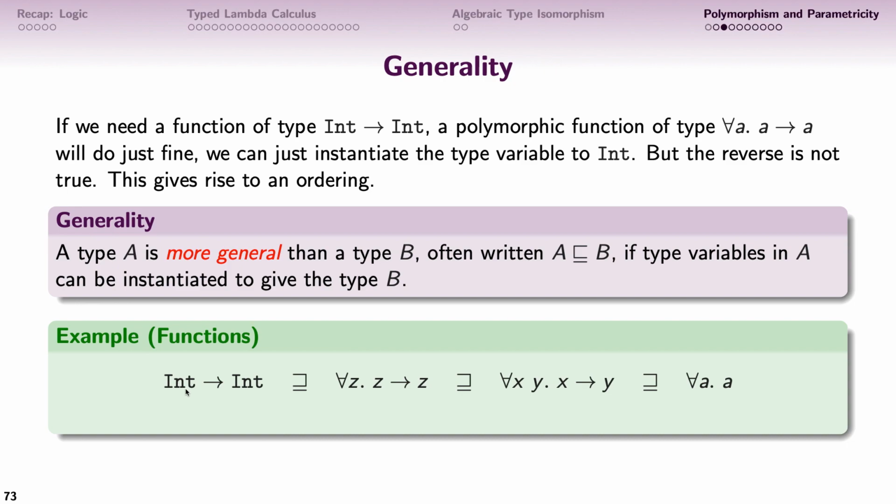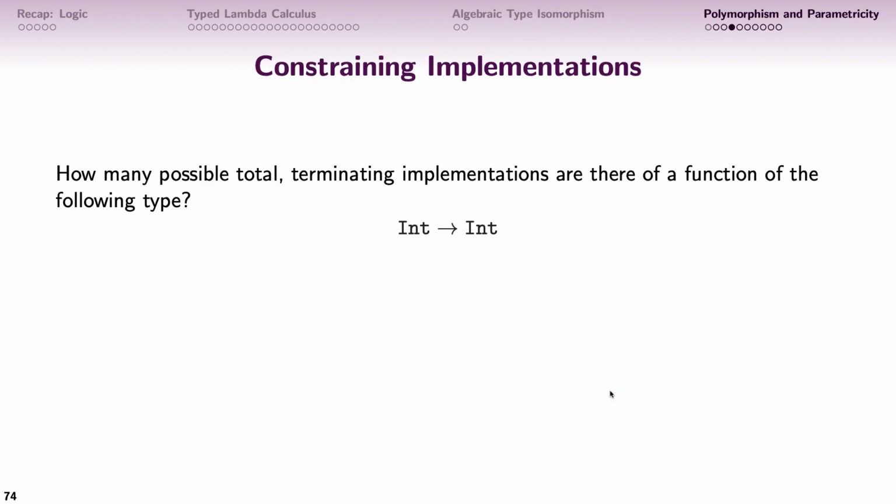So let's think about how many possible implementations of a certain function there are. How many functions are there that implement Int to Int? Well, it sounds like there will be a lot. I did show you the answer before, but maybe we do have time to explain it after all.